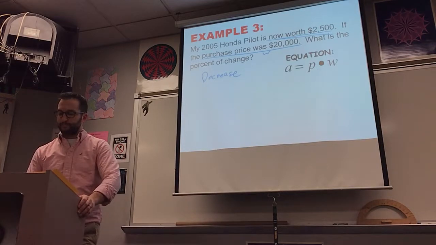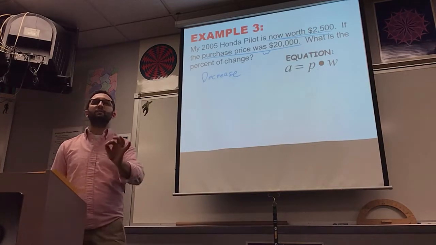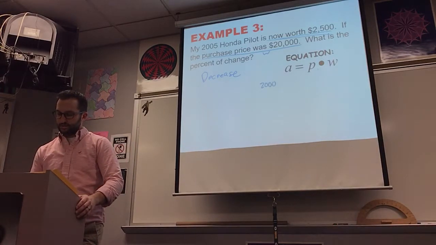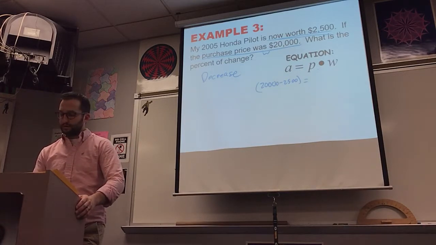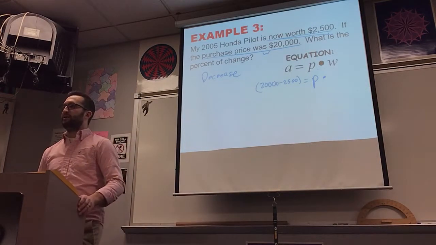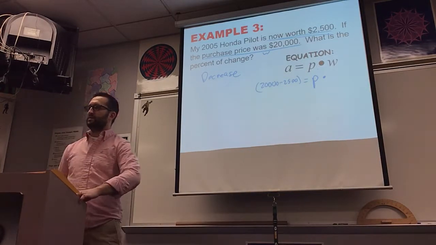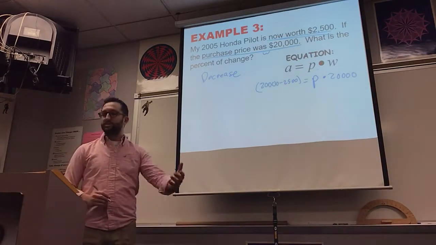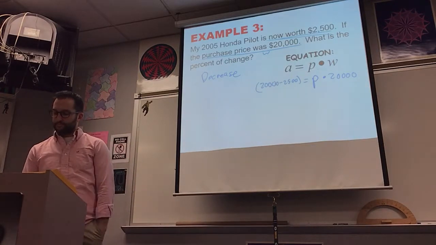What's the amount of change? Instead of telling me what the amount of change is, tell me how we find the amount of change. 20,000 minus 2,500. That's our amount of change. That equals P times what? Careful. P times what? Matt, you got an idea? 20,000, because that's our original amount. All right. So our amount of change is actually what? 17,500 equals P times 20,000.